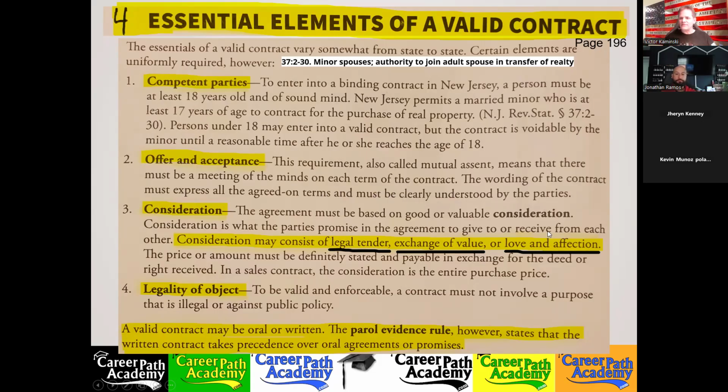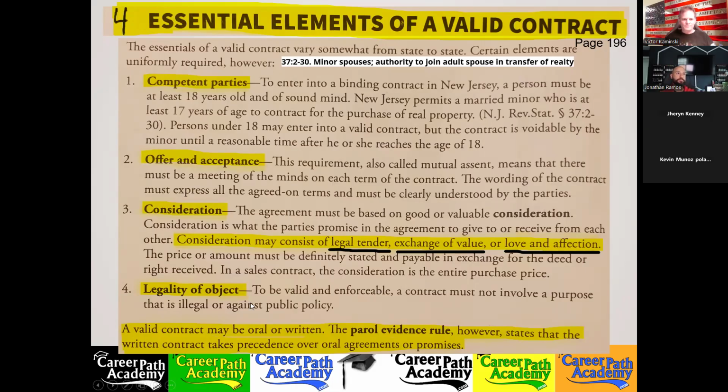Consideration, that's something of value that's given or received from the parties in the exchange. And there are three legal forms of consideration: legal tender, which is cash or a mortgage loan; an exchange of value, that's like bartering. I'll give you my Lamborghini for your house, give you this in exchange for that. Or love and affection. No, they're not talking about prostitution. They're talking about family members. Maybe you're leaving the house, you're giving the house to your child because you love them and they love you.